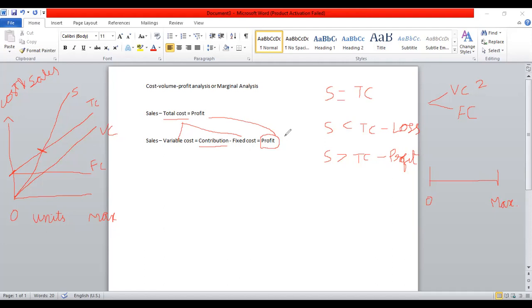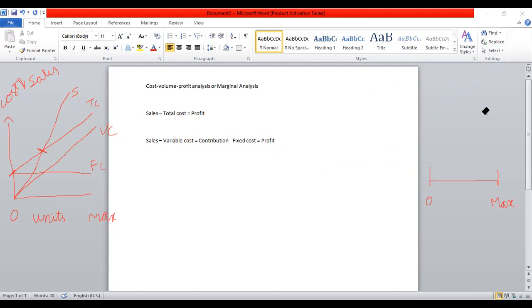Now, based on that, there are certain other equations we have to learn. I will write the formula on the sheet. You also please make a note of it. You also please record that.